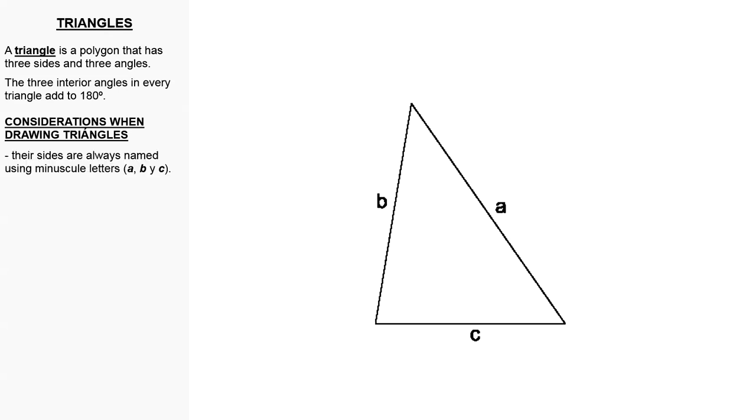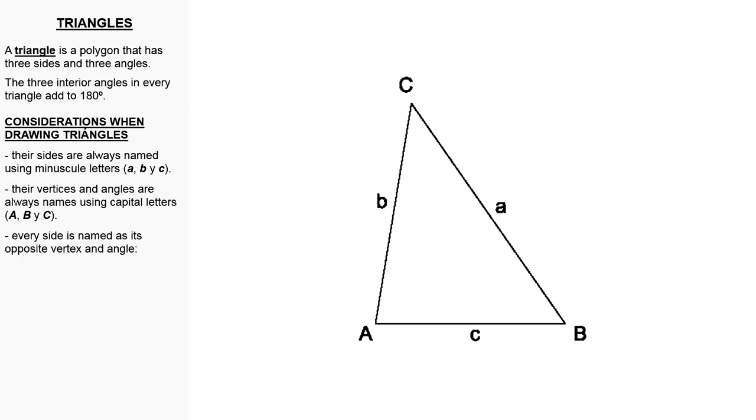Its sides, that is, the line segments that bound the triangle, are always named with minuscule letters a, b, and c. The vertices of the triangle, where the interior angles are, are always named using capital letters A, B, and C. The letter for every side is the same as the letter of the opposite vertex, or every vertex has got the same letter as its opposite side.